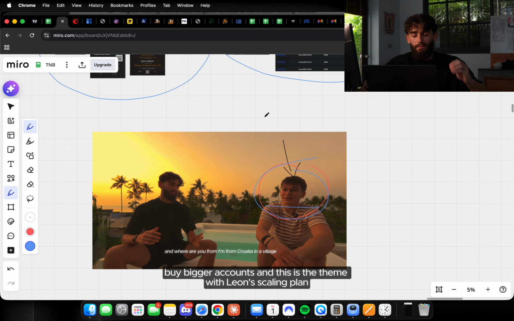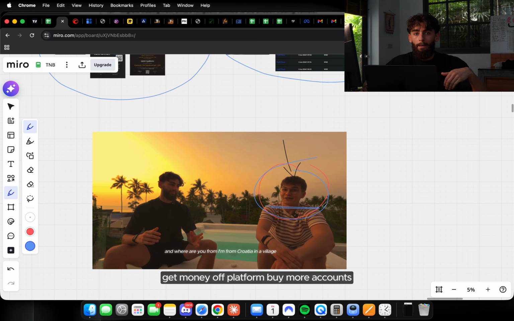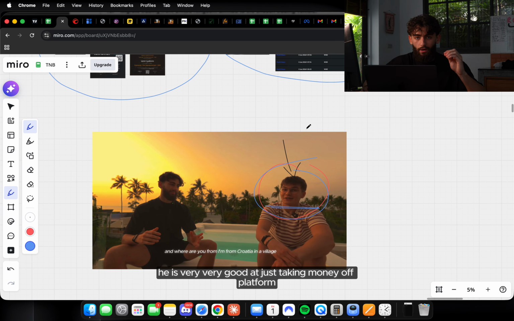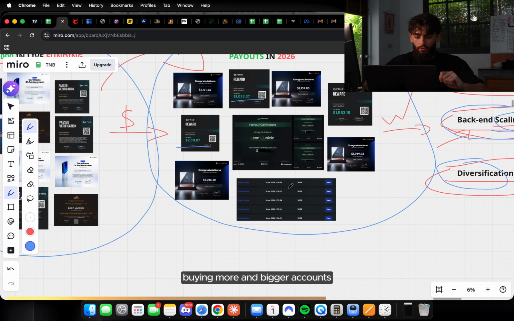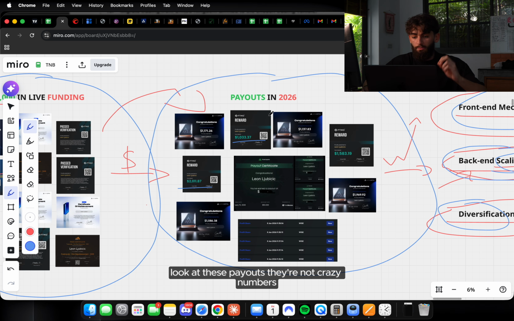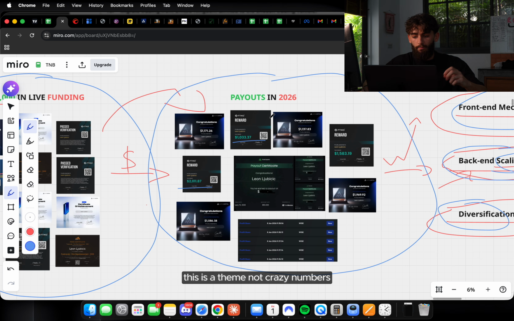And this is the theme with Leon's scaling plan. Get money off platform, buy more accounts. Don't get greedy. He never gets greedy. He never ever gets greedy. This is one strength of Leon's. He is very, very good at just taking money off platform, buying more and bigger accounts. Look at these payouts. They're not crazy numbers, but they're very frequent. This is a theme. Not crazy numbers, but very frequent.